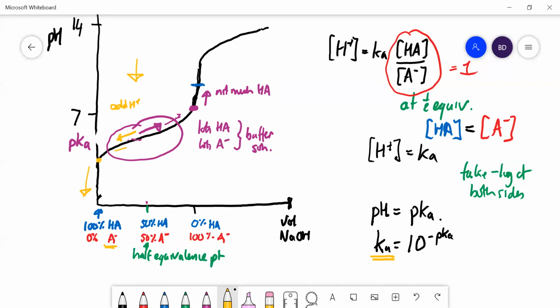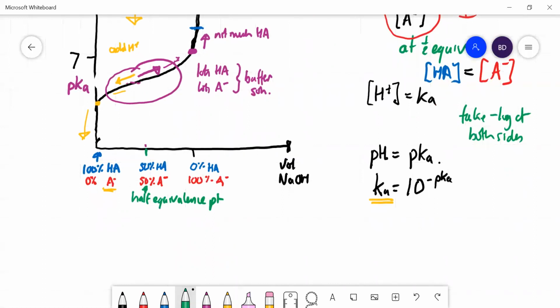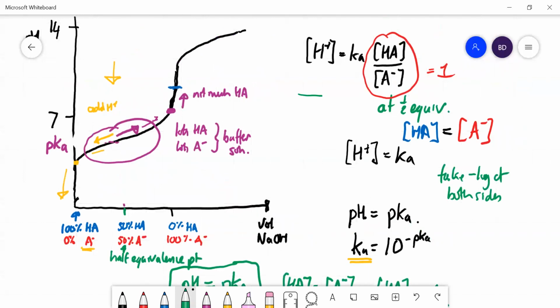Don't forget the half equivalence point. That's really important. At the half equivalence point, pH is equal to pKa. That is because the HA concentration is equal to the A minus concentration. So the value of that fraction, HA over A minus, becomes 1. And then, we're very familiar with this rearrangement of the Ka whenever we do a buffer calculation.